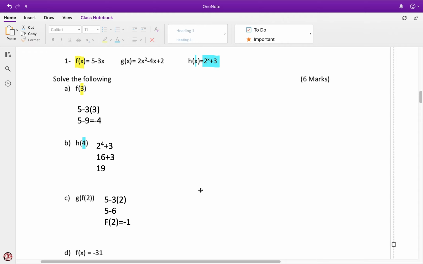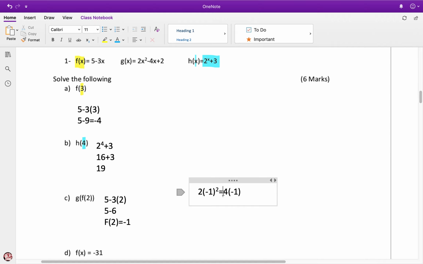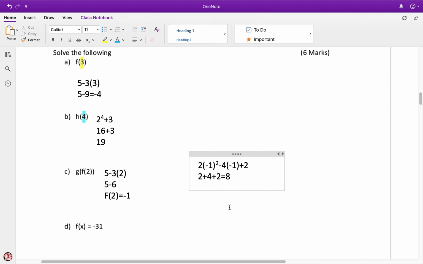Then I'm going to use that answer and plug it into g of x. So I go to my other equation, and I'm going to replace x with negative 1, and that's squared, minus 4 times negative 1, bracket, that's a minus, plus 2. So if I do the math there, negative 1 squared is 1, so that's 2 plus 4 plus 2, which equals 8. So my answer there is 8.